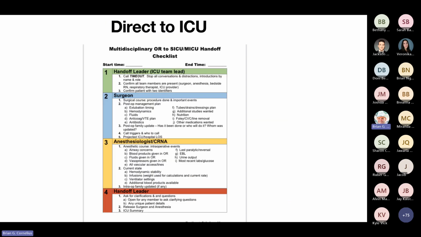This doesn't just happen when we go to the PACU. I know this is a PACU lecture, but sometimes we take our patients directly to the ICU, and it's important for us to have kind of that same handoff there. This is a form we use when we go to the ICU. And same reason, except it's a little bit more complicated.